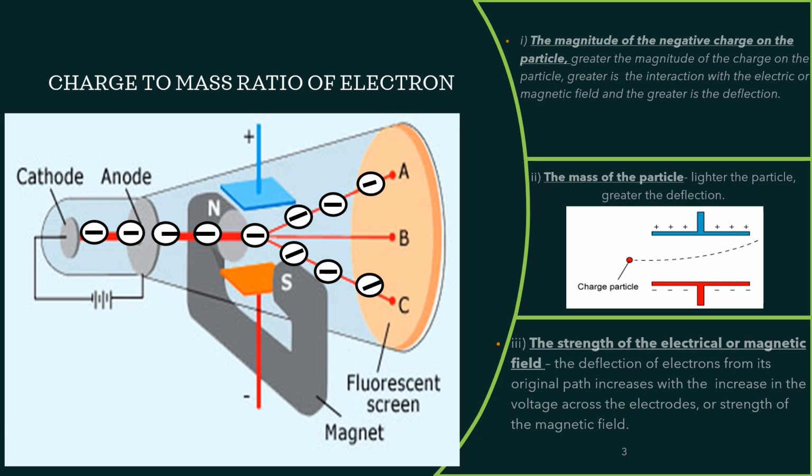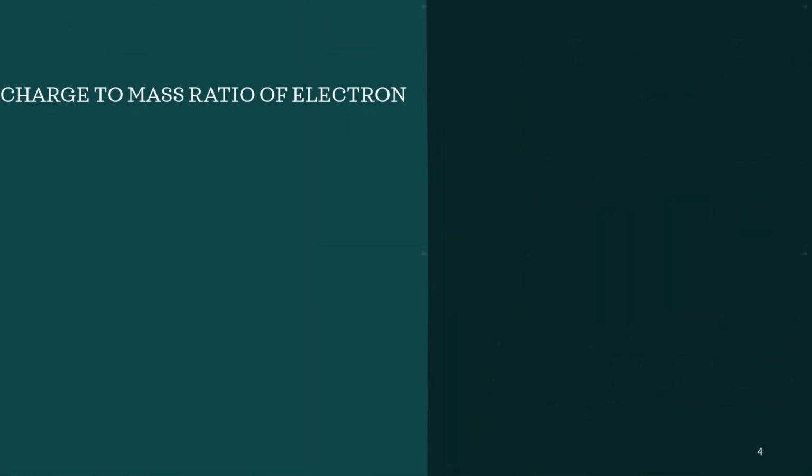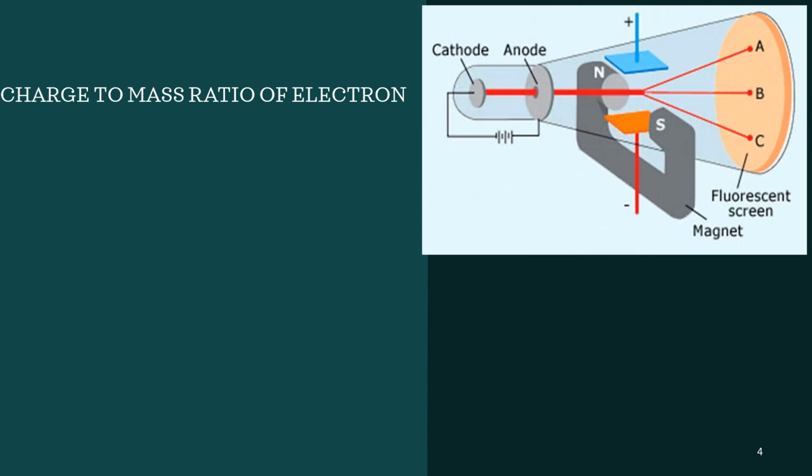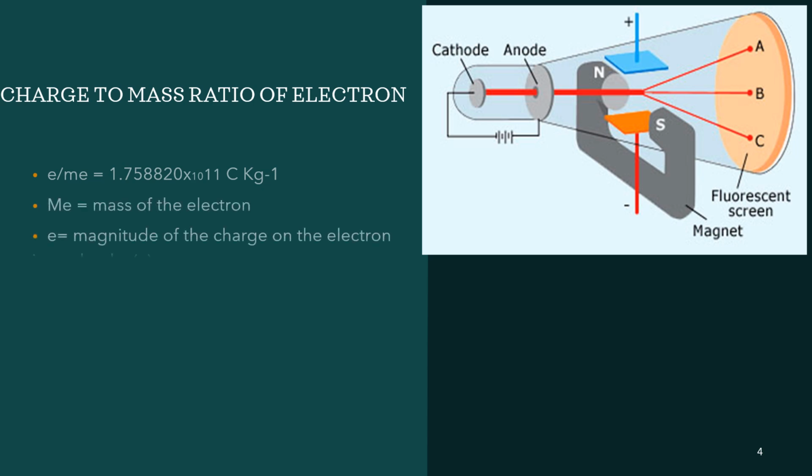So, Thomson determined the value of e/m_e by carrying out accurate measurements on the amount of deflection observed for the electrons under the electric field strength or magnetic field strength. So, here e/m_e is equal to 1.758820 × 10^11 coulombs per kg. Here m_e is the mass of the electron in kg and e is the magnitude of the charge on the electron in coulombs, and electrons are negatively charged, so the charge on the electron is negative.